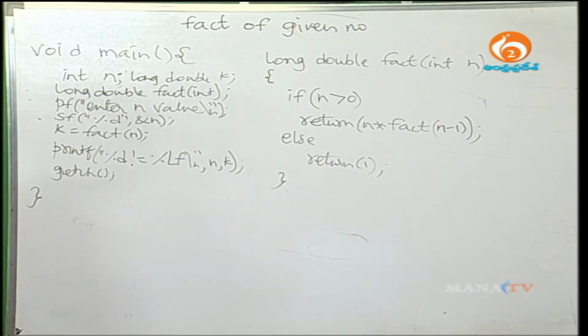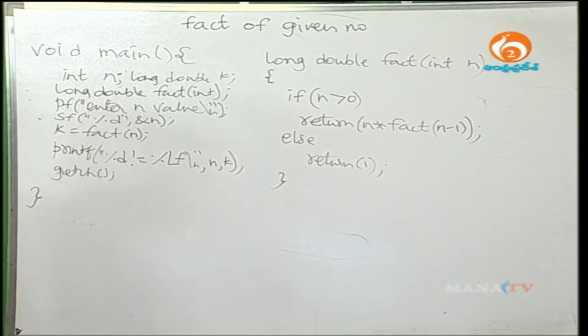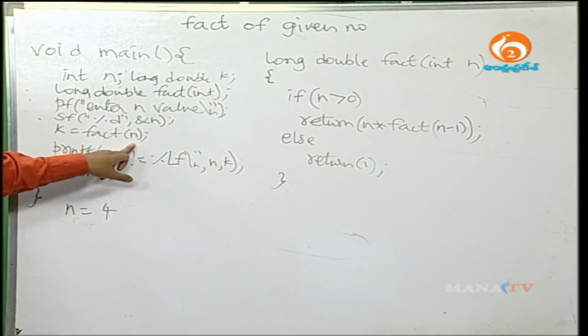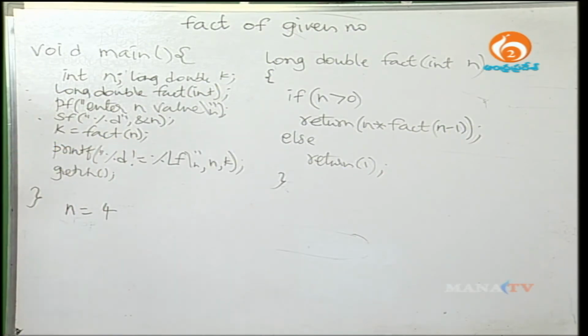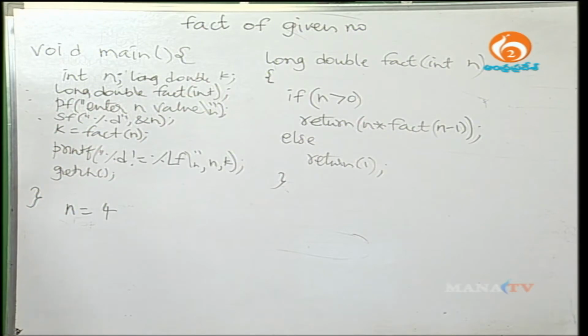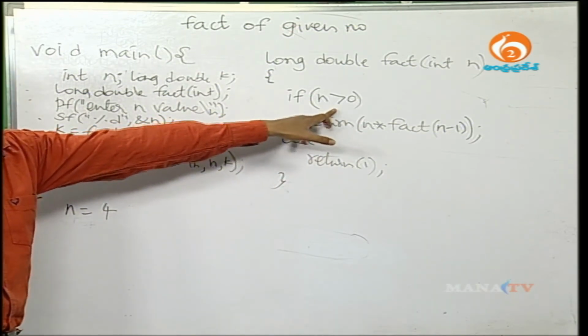So first, for example, the n value is 4, n equal to 4. So fact of 4 is the function call. 4 is copied into the formal parameter n. Here the actual parameter and formal parameter have the same variable name, no problem, you can write it in a different way also. If n is greater than 0, that means 4 is greater than 0, the condition becomes true.